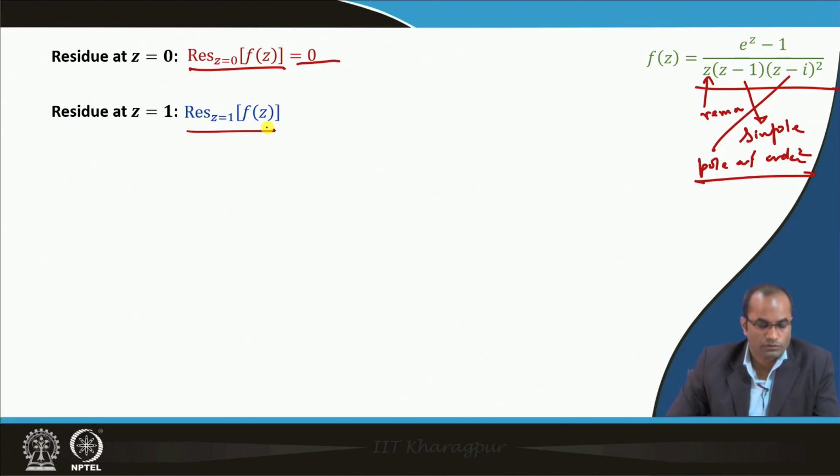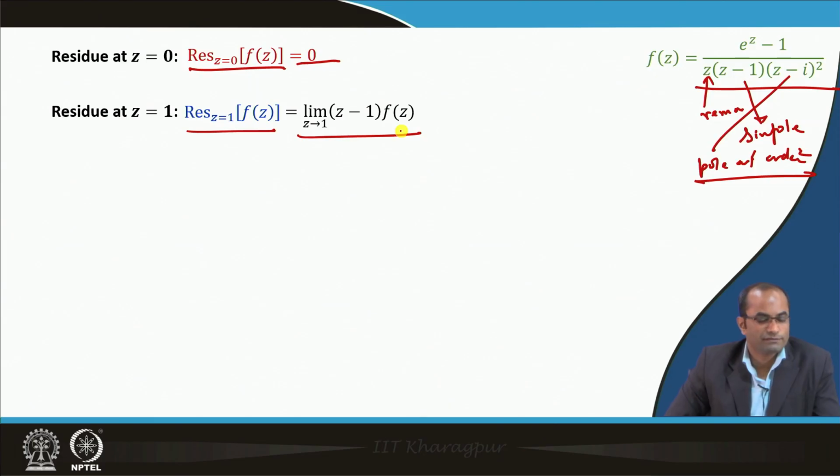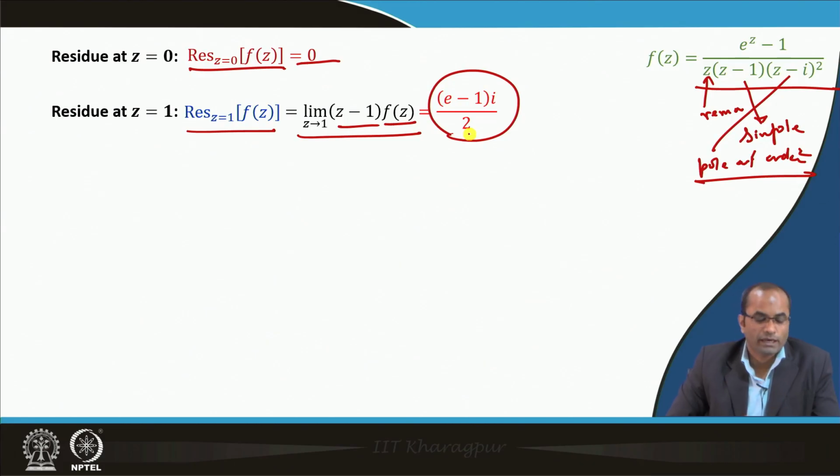And the residue at z equal to 1, if we compute now, this was a simple pole. So we have to get basically this limit, this is what we have discussed earlier: limit of (z minus 1) f(z) as z approaches 1, and this we have evaluated before also. So it was (e minus 1) i by 2.